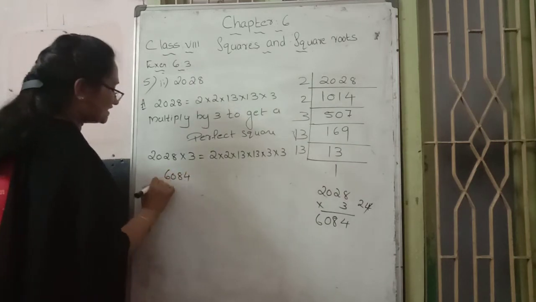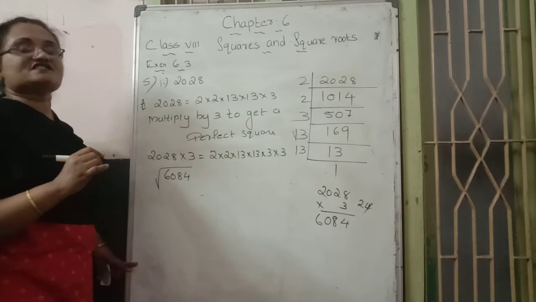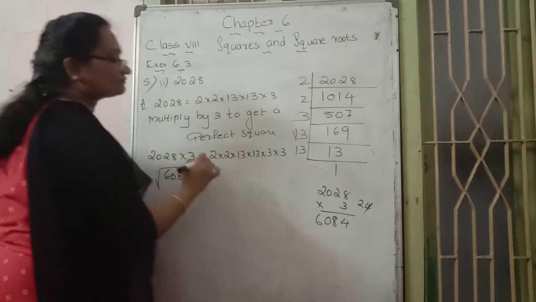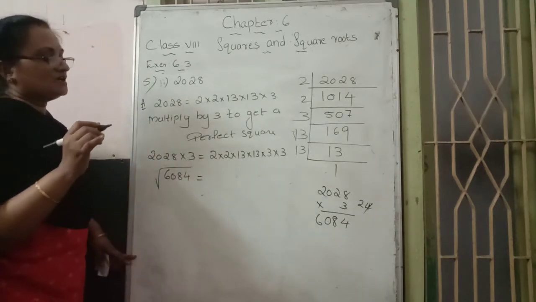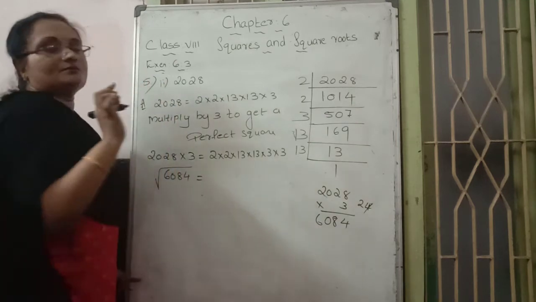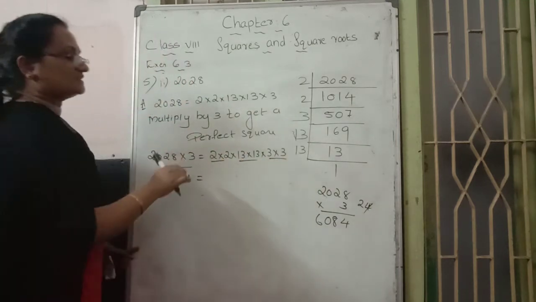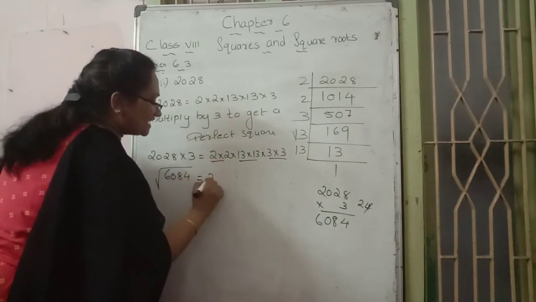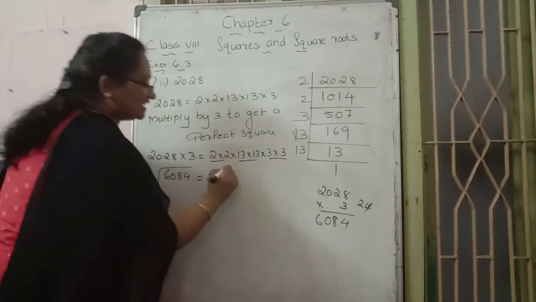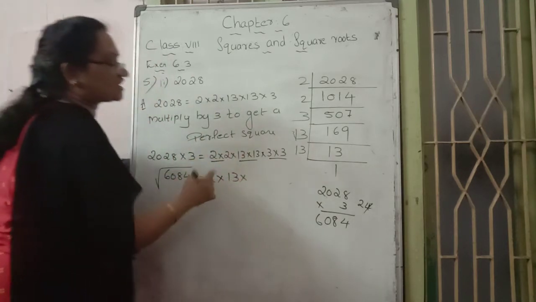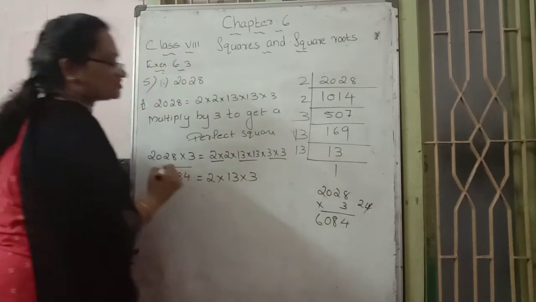6084. Then find out the square root of it. Now 6084 is a perfect square, so that's why pairs are there. From each pair, one number is taken out. From the 13 pair, take out 13. From the 3 pair, take out 3.